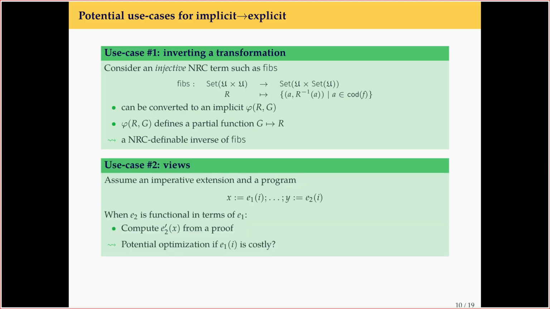A second generic use case is the caching of intermediate computations. The basic idea is that in a sequential program manipulating nested sets via NRC expressions, one could look for functional dependencies between variable assignments to avoid spurious computations.